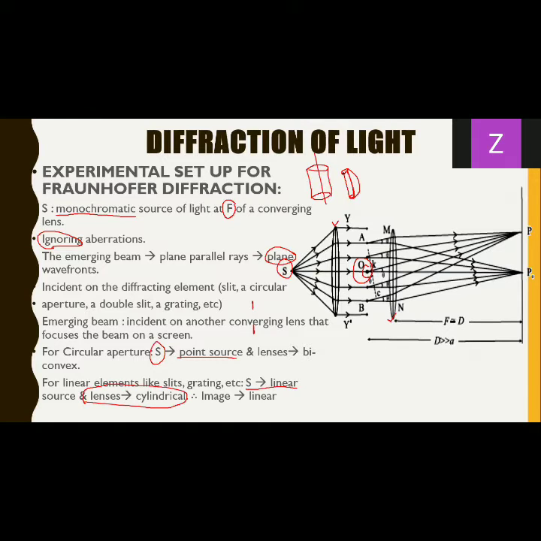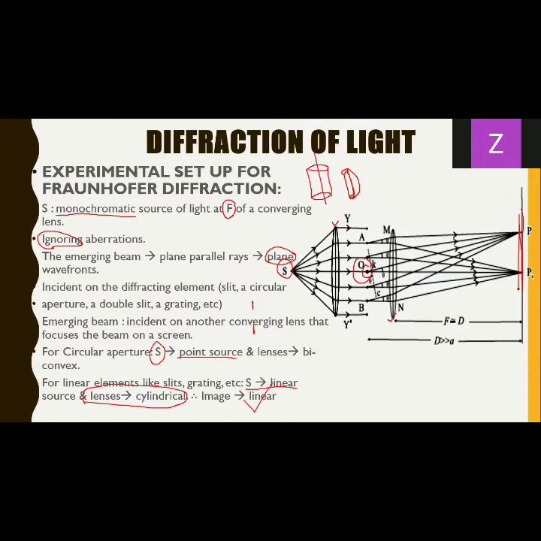This is how the lens we get, which we call a cylindrical lens, and because of that the image we get is a linear image. Ultimately, the final image here will be linear, like this. So this is how the setup of Fraunhofer diffraction looks.